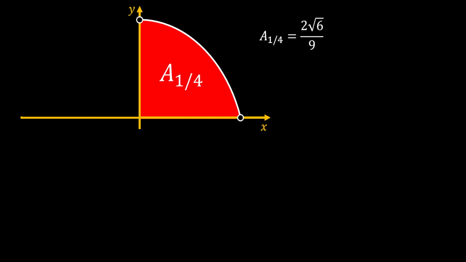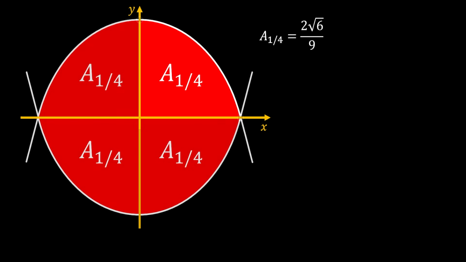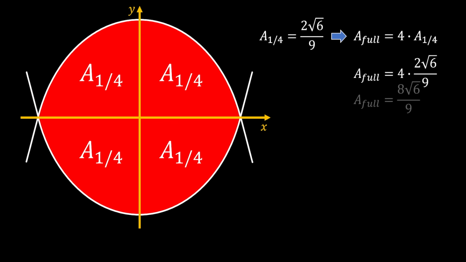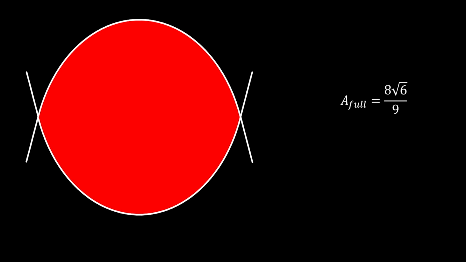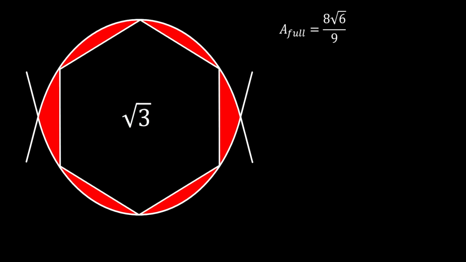Now, of course, we want to calculate the whole area, which is equal to 4 times the area of this segment which we calculated. So we can substitute our value and get that this red area is equal to 8 square root of 6 over 9. Now let's put our regular hexagon back into the story, and if we do that, we can easily see that the red area actually represents the difference between our full area and the area of our hexagon.